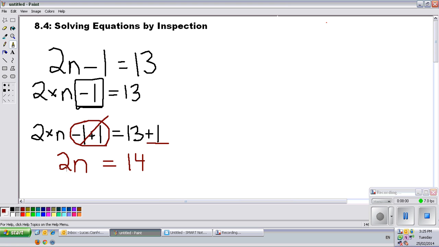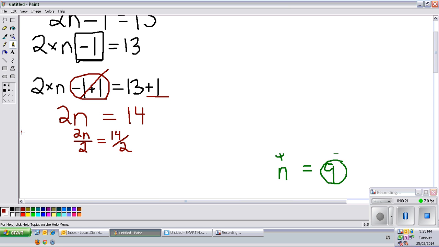Next you ask yourself, what is the 2 doing to the n? And it is multiplying. The opposite of multiplication is division. So if we do 2n divided by 2 equals 14 divided by 2, the 2 and 2 will cancel out, leaving just the n. 14 divided by 2 is 7.